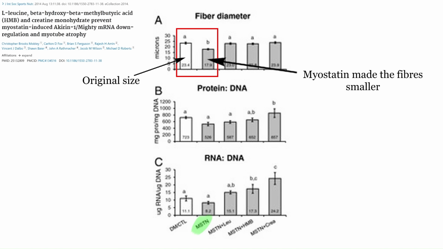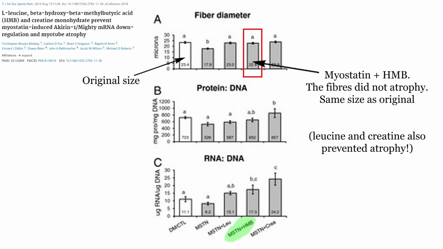There's a study where myostatin was used on myotubes, which made them shrink, of course. That's not surprising. But when the scientists applied HMB with myostatin, the myotubes did not atrophy. So HMB was so powerful that it basically blocked the atrophy signals from myostatin, and the myotubes stayed at their normal size instead of shrinking.